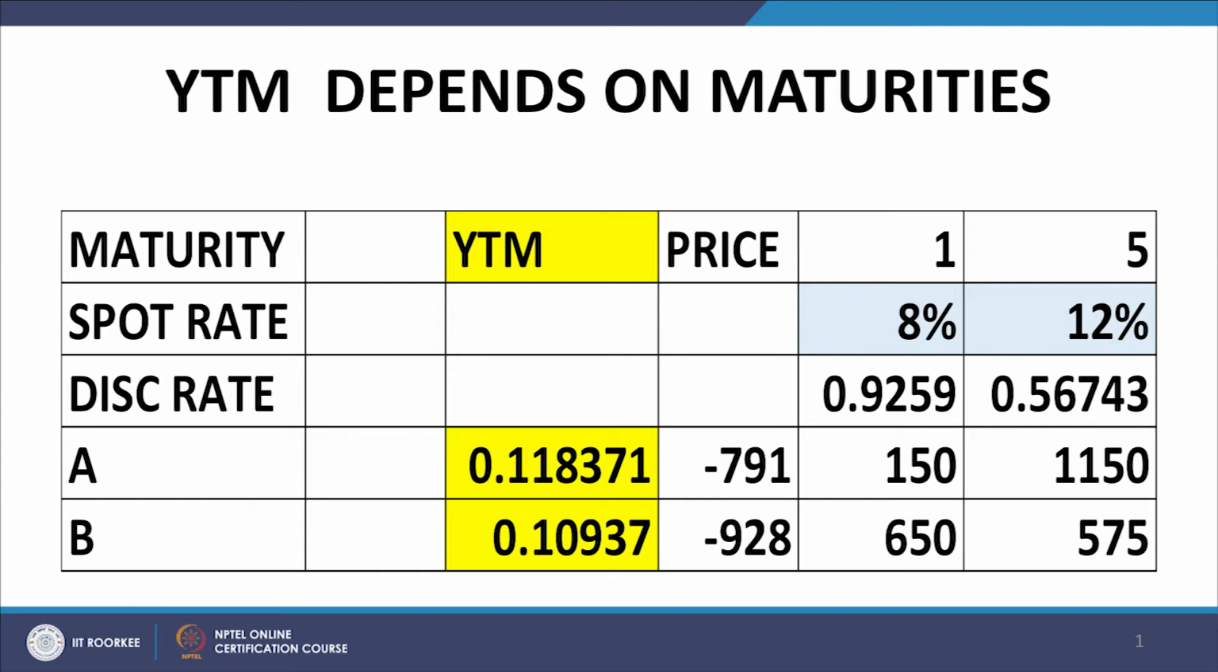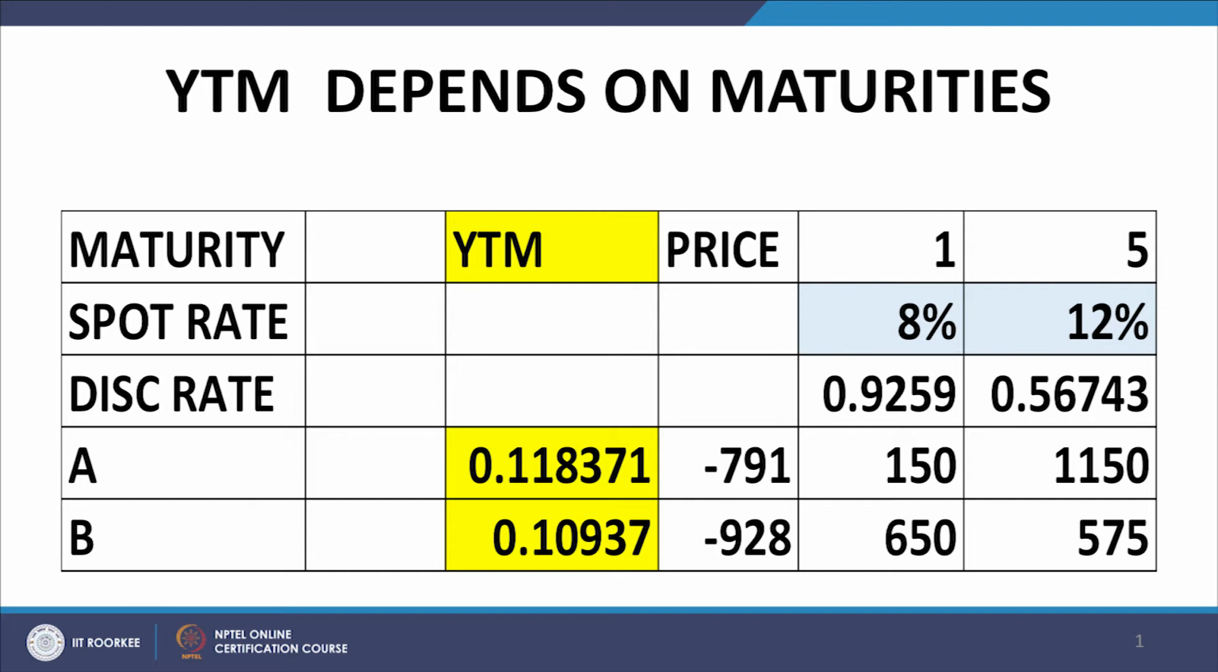In the case of bond A, of course, the entire principal is redeemed in one go at the end of the fifth year. So, the total payment is 1150. In the case of bond B, the cash flow pattern is 650 at the end of the first year and 575 at the end of the fifth year. No intermediate cash flows in either case.